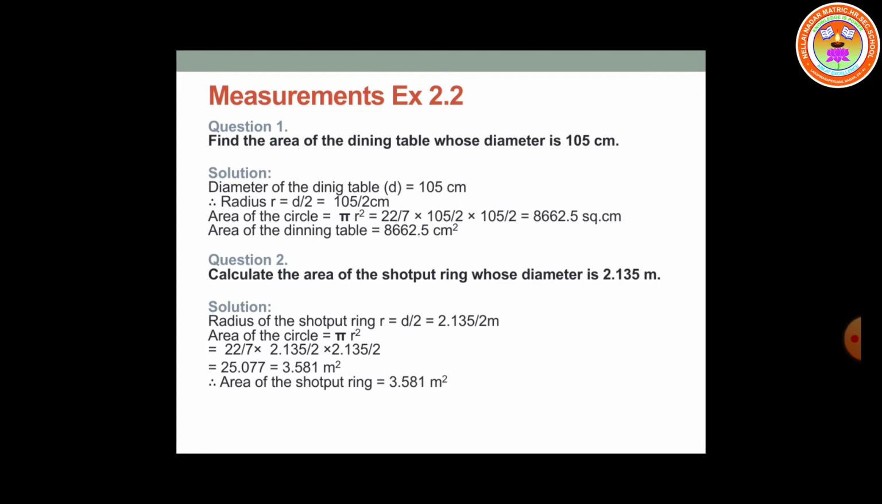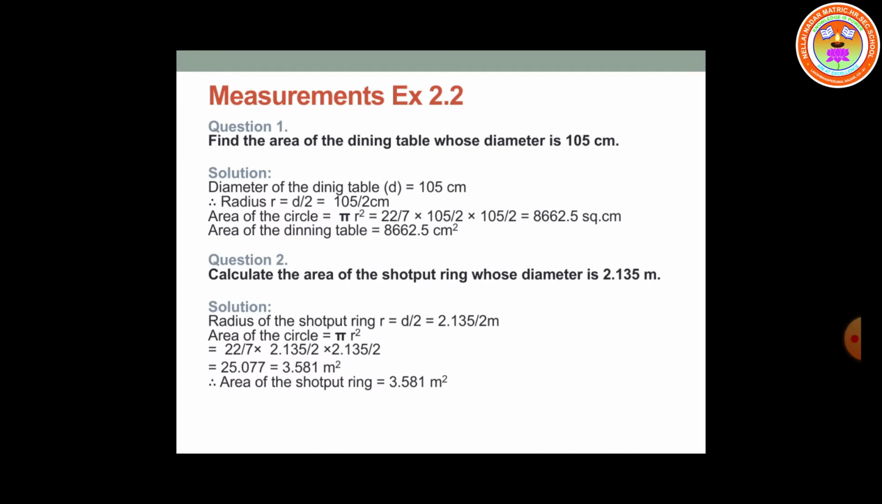How do you find the radius of the circle? Half of the diameter is called the radius of the circle. So 105 divided by 2. Now we are going to find out the area of the circle. What is the formula for area of a circle? Pi r square units.